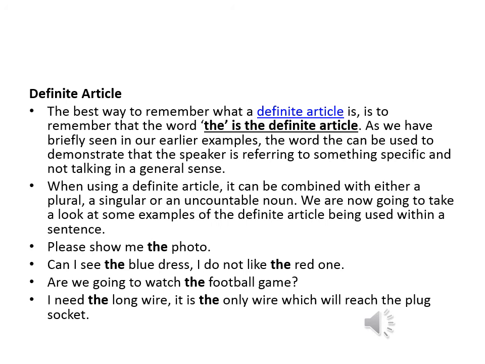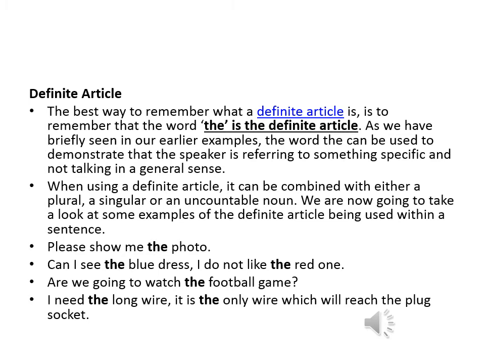Now, if we take a look at definite articles, one of the main words that we can use in definite articles would be the. The means we are referring to a specific thing. Alright? So for instance, before that I have to tell you all that when it comes to definite articles, it can be combined with either a singular, a plural, or an uncountable noun.